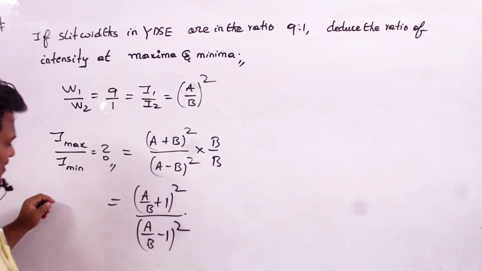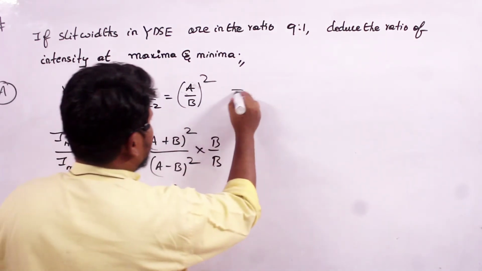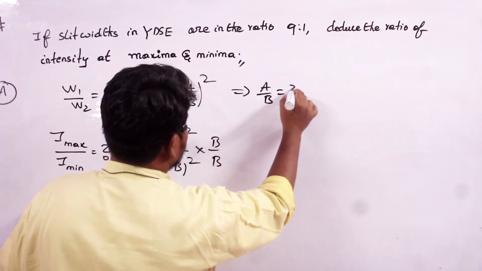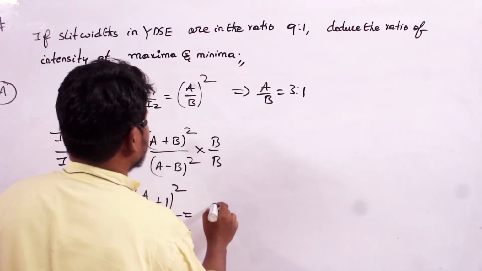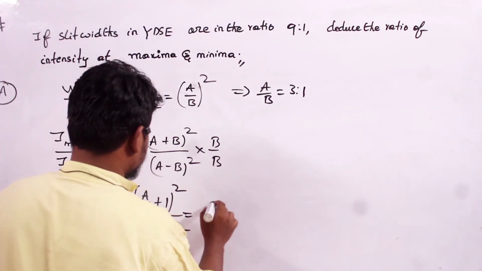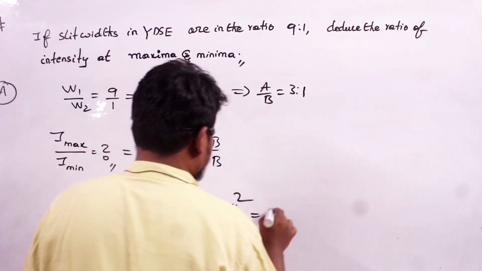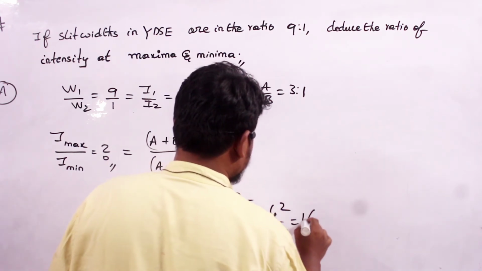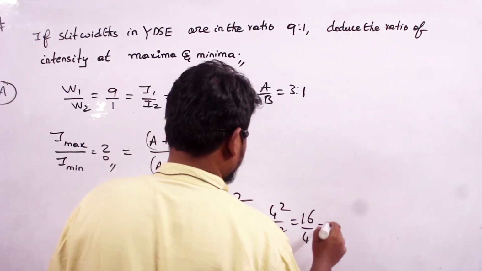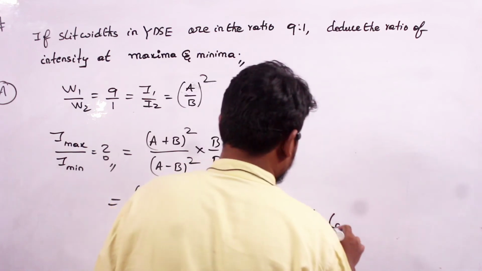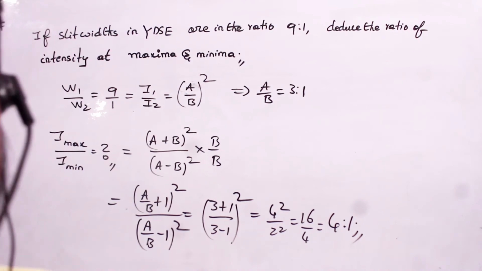Okay. So the a by b value we have already calculated, no? How much? The a by b value is 3:1. So substitute here. Therefore it is 3 by 1. So 3 plus 1 divided by 3 minus 1 whole square. So 4 square divided by 2 square. So 16 divided by 4 is 4. 4:1. That is my answer. Clear, no? Any doubt in the calculation?